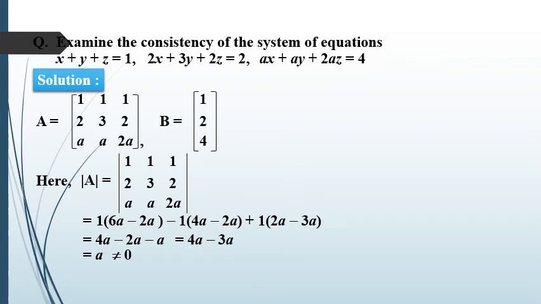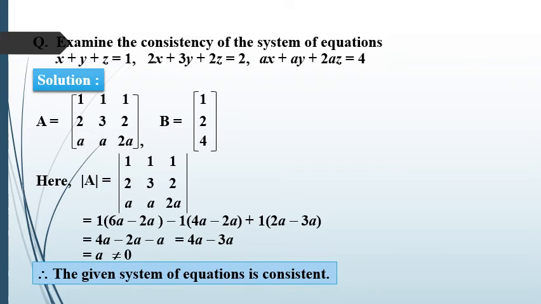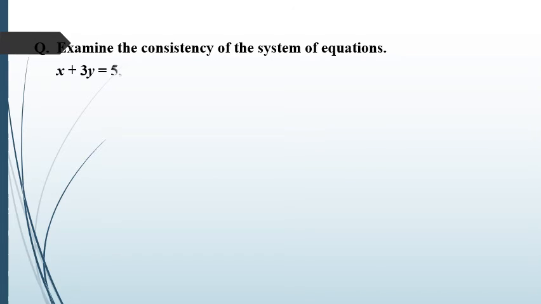We get 4A minus 3A, which is equal to A, and A is not equal to 0. So the inverse of the matrix exists and A is a non-singular matrix. So again, the given system of equations is consistent. Next question.